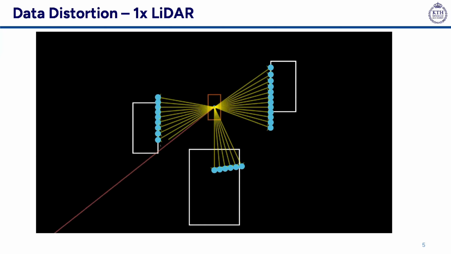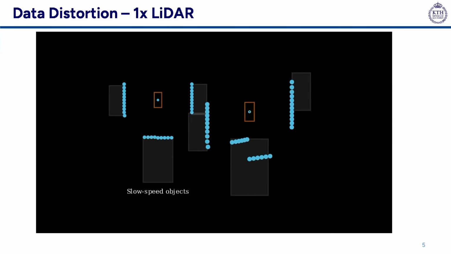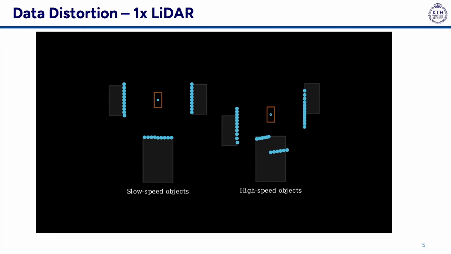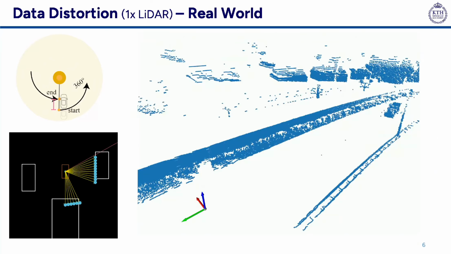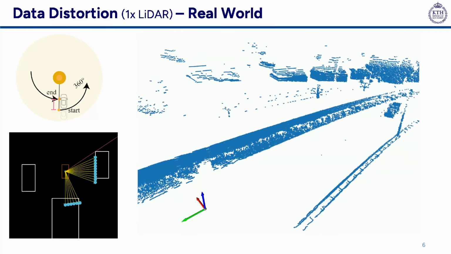As you can see, when we increase the speed of other objects, the distortion causes the object behind to be split in half. This distortion becomes apparent after a full 360-degree sweep, as shown in these two figures.